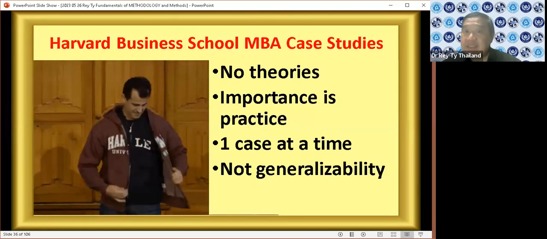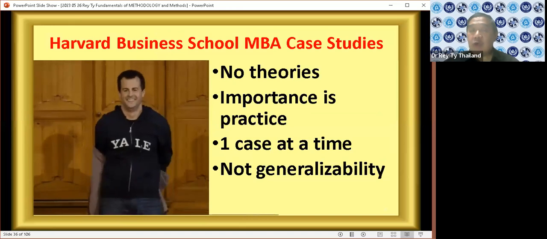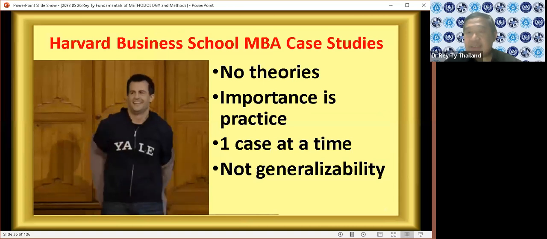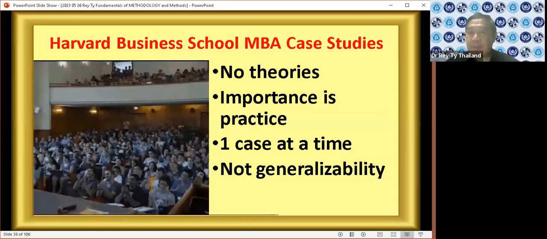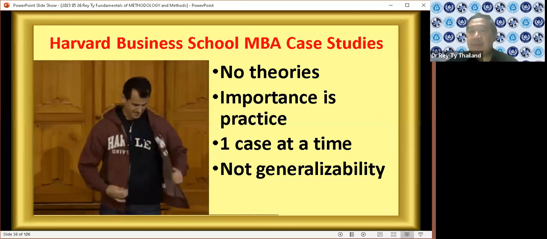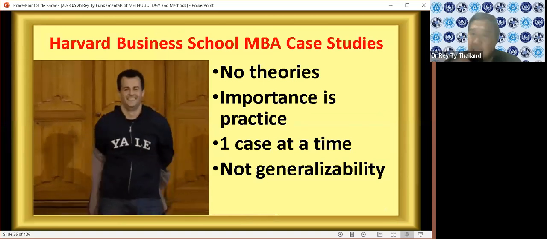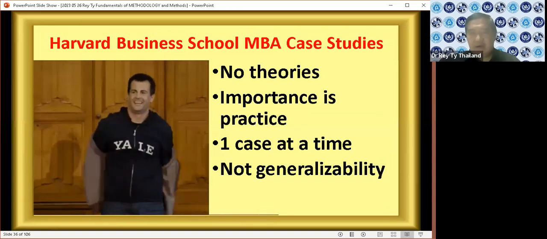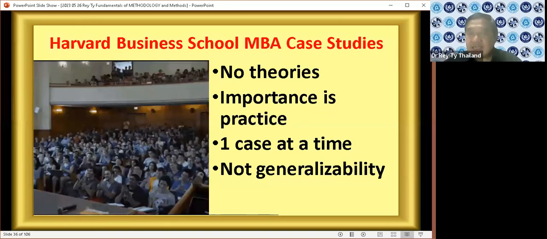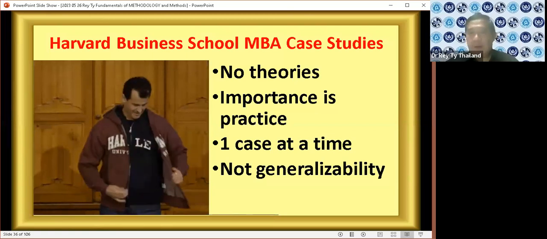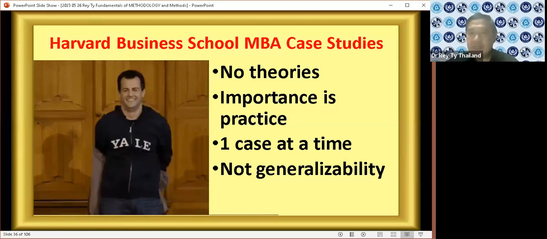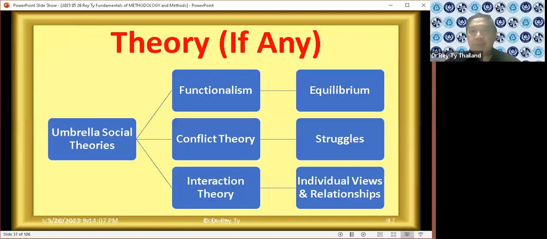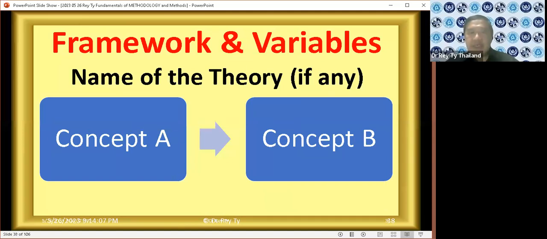Harvard Business School, known all over the world, publishes a journal on case studies, no theories. They're focused on the importance of the practice. They don't care about generalizability. One case is enough. They want to see why does Nike sell the shoes at $250 when it only costs $9 to produce, for example. And how can they make that profit? One example is good enough for Harvard to produce. These are some theories.